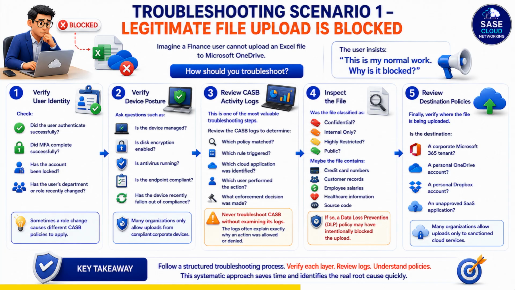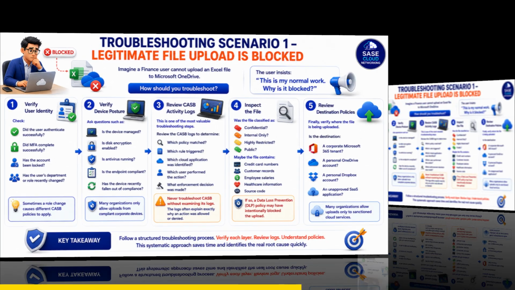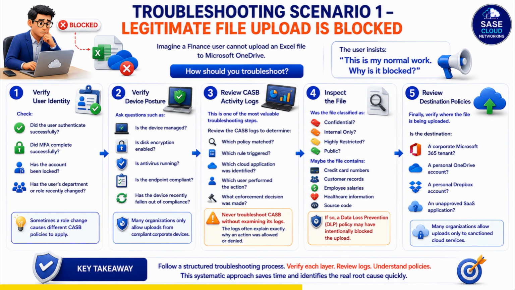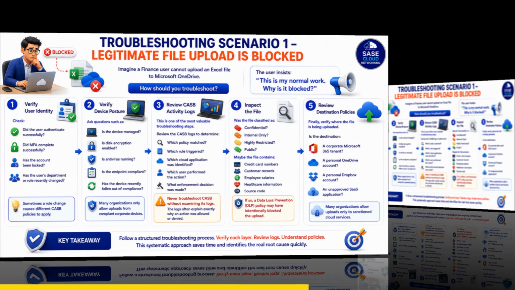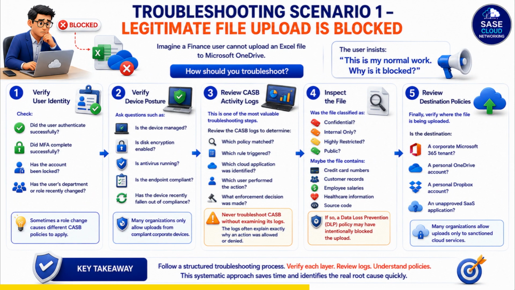Step 3. Review CASB activity logs. This is one of the most valuable troubleshooting steps. Review the CASB logs to determine which policy matched, which rule triggered, which cloud application was identified, which user performed the action, what enforcement decision was made. Never troubleshoot CASB without examining its logs. The logs often explain exactly why an action was allowed or denied.